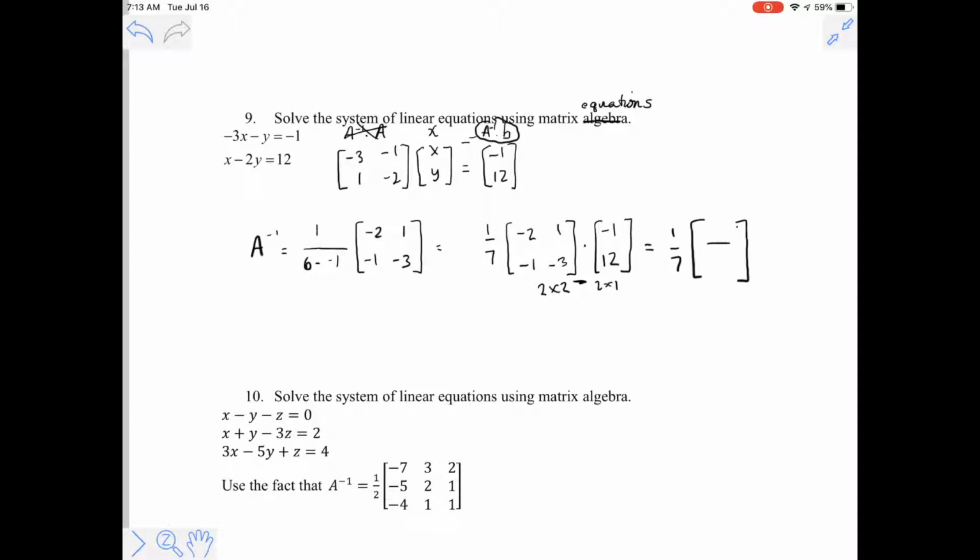This first entry, row 1, column 1. So I need row 1, column 1. I'm going to get 2 plus 12. For this entry down here, I need row 2, column 1. So that's going to give me 1, and then minus 36. If you multiply the 1/7 into that, 1/7 of 14 is 2, 1/7 of negative 35 is negative 5. So we get x equals 2, y equals negative 5.